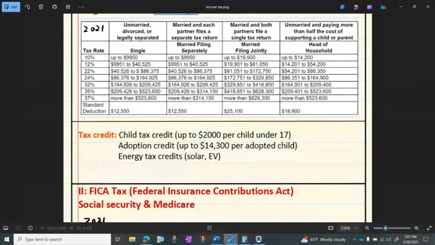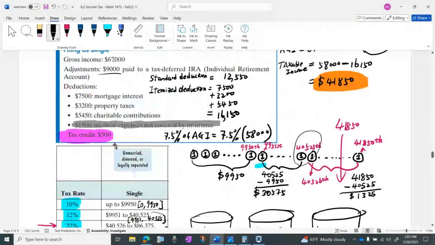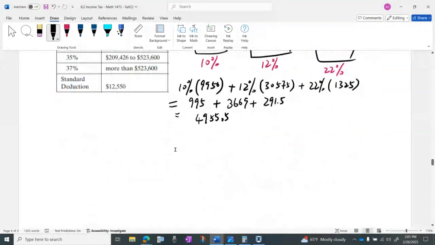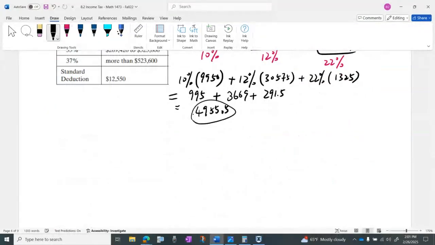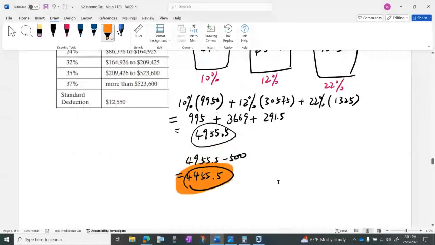Our taxpayer in this example has a $500 tax credit. Yeah, and then we're gonna subtract the 500 from this amount. We have $4,455.50, and that is his tax amount.